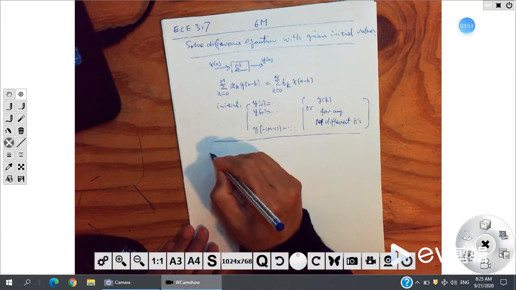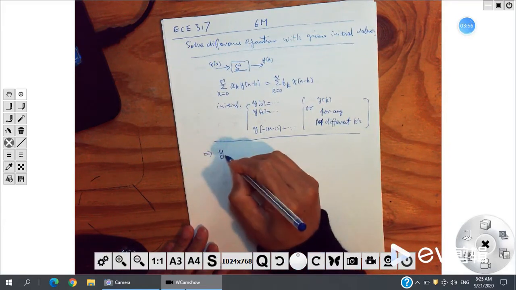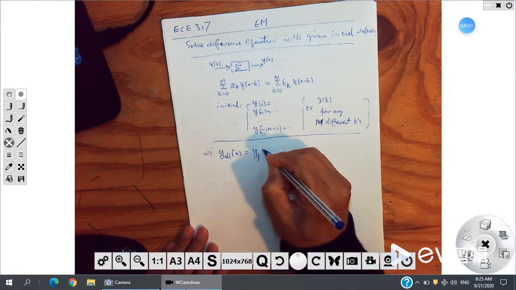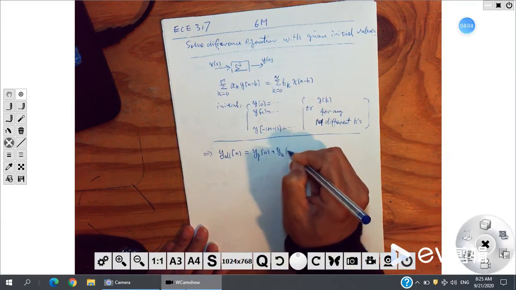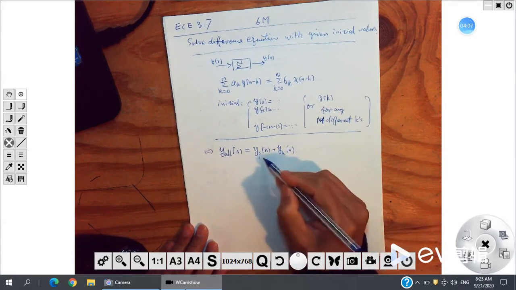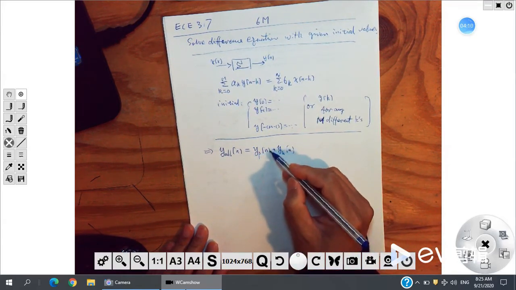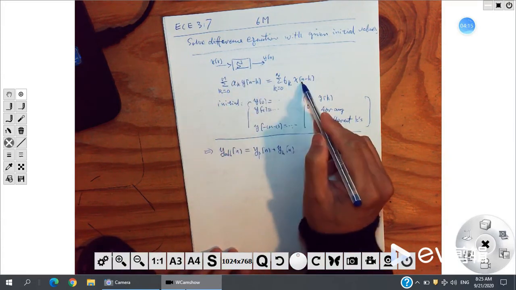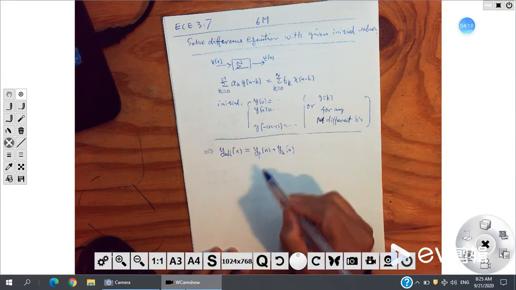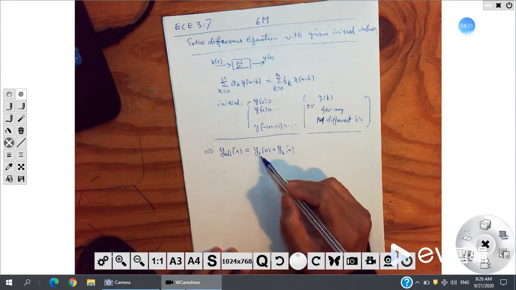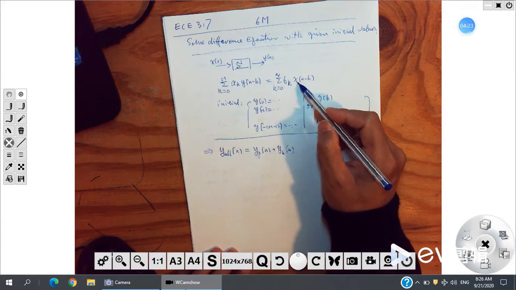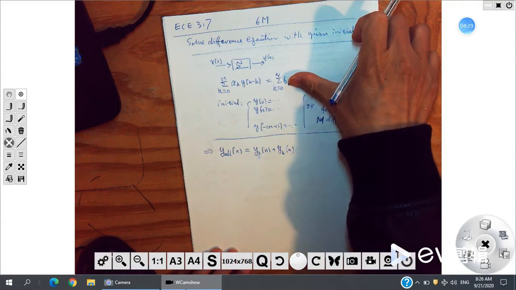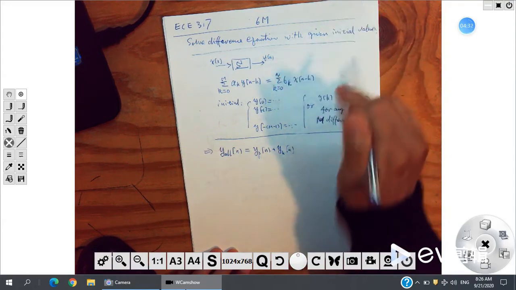Then we will have the output y_r of n equal to y_p of n plus y_h of n. Here y_p of n is a particular solution. You can get the particular solution from the equation by Fourier transform and then the inverse Fourier transform, if x is given, of course. And for the homogeneous solution, you just let x equal to 0, so all these parts cancel. This part should be 0.